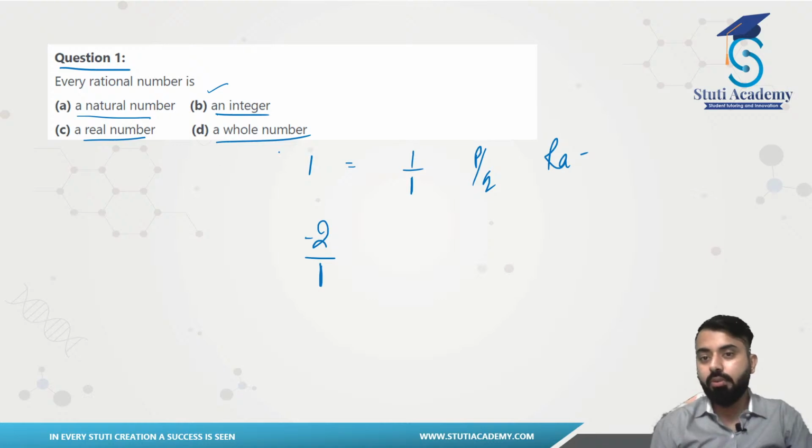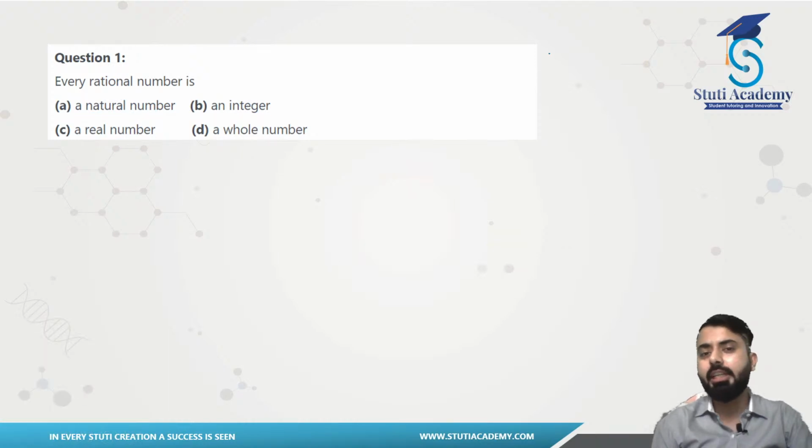Now for the case of whole number, by now you should be able to guess this one. If I consider a whole number, it is actually every natural number, but in addition it has a 0 with it. So can I write 0 by 1? Obviously I can. It is also in the form of p by q. So that means all these three options are correct for this one. And you already remember the chart.